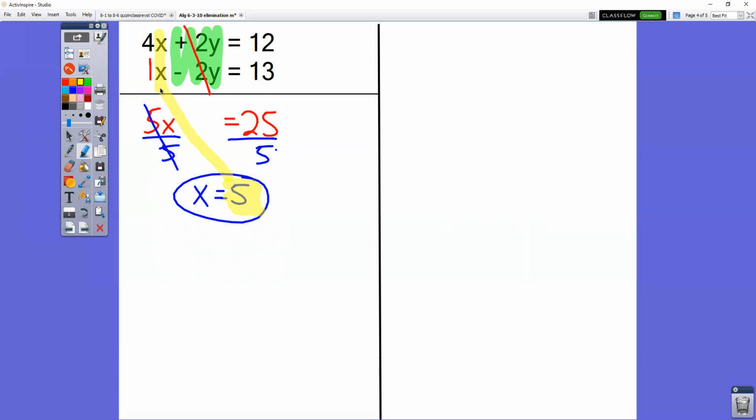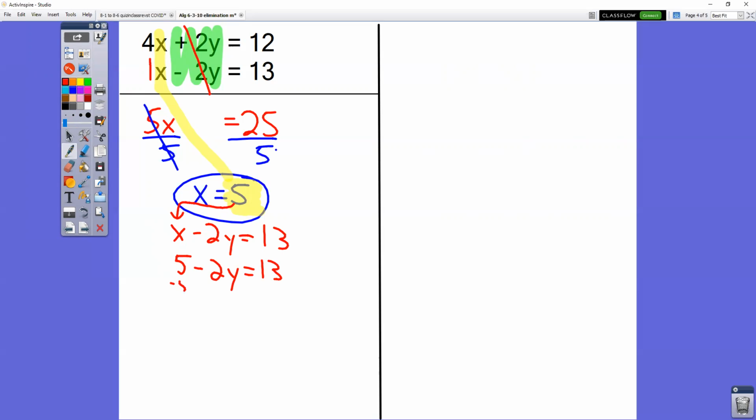I personally like the bottom equation better just because it has a 1x. But if you wanted to sub it into the top one, you're going to have different work, but the same answer. So I'm going to sub it into this bottom one. Where I have x minus 2y equals 13, all I'm going to do is take my 5 and sub it in for x. So instead of x minus 2y, I'm going to have 5 minus 2y equals 13.